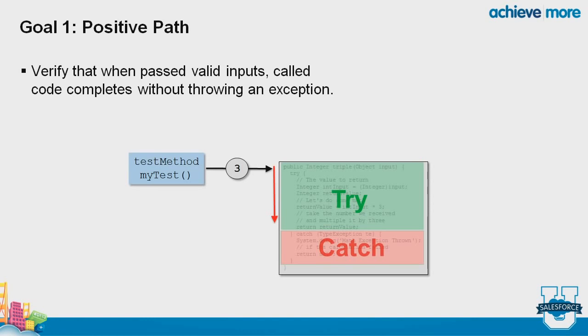So the positive path is what happens if we send an integer to that method. It should work. So let's try it out. We do a myTest, which calls that method called triple, and it passes a 3. And it should not blow up. That's goal number 1. Make sure that you don't hit governor limits. Make sure you don't have any kind of exceptions. Make sure your code does run.